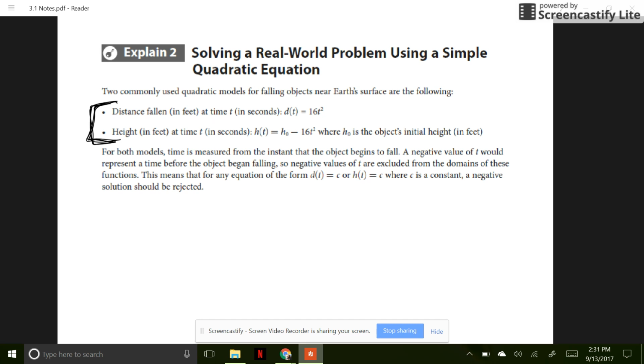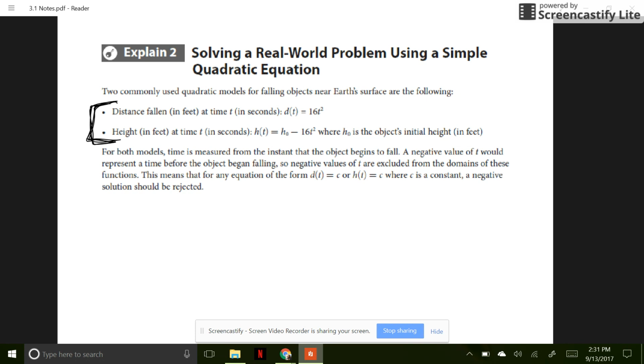So we can also solve real-world problems using these simple quadratic equations. The two equations here are going to be the basis of all of the problems that we're working with. One represents distance, and the other one represents the height after a certain time, where h0 is the object's initial height. So it essentially means height at time 0.